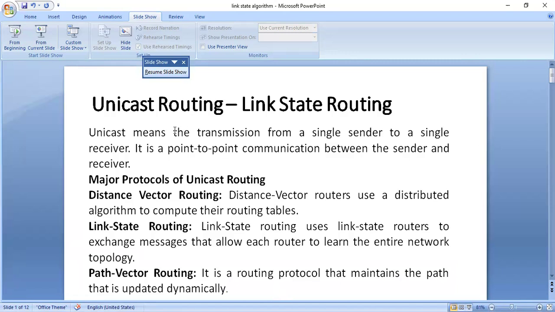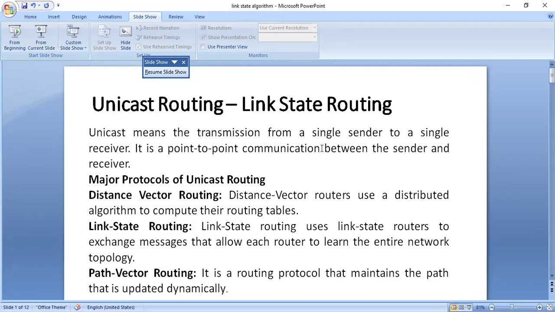Today we are going to discuss unicast routing protocol. In unicast routing protocol, there are two domains used to find the shortest path between sender and receiver: interdomain and intra-domain protocols. In intra-domain protocol, we use two algorithms: the distance vector routing algorithm and the link state routing algorithm. In interdomain, we use the path vector algorithm to find the shortest path between sender and receiver.